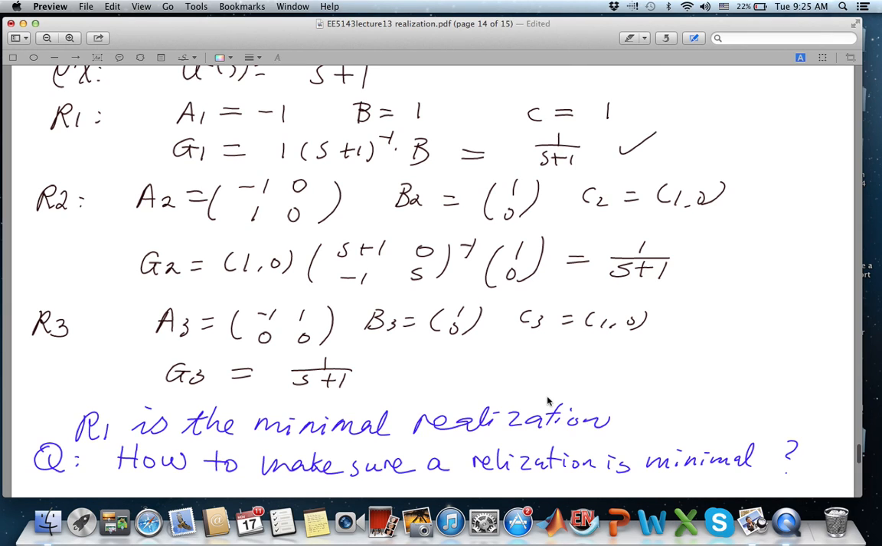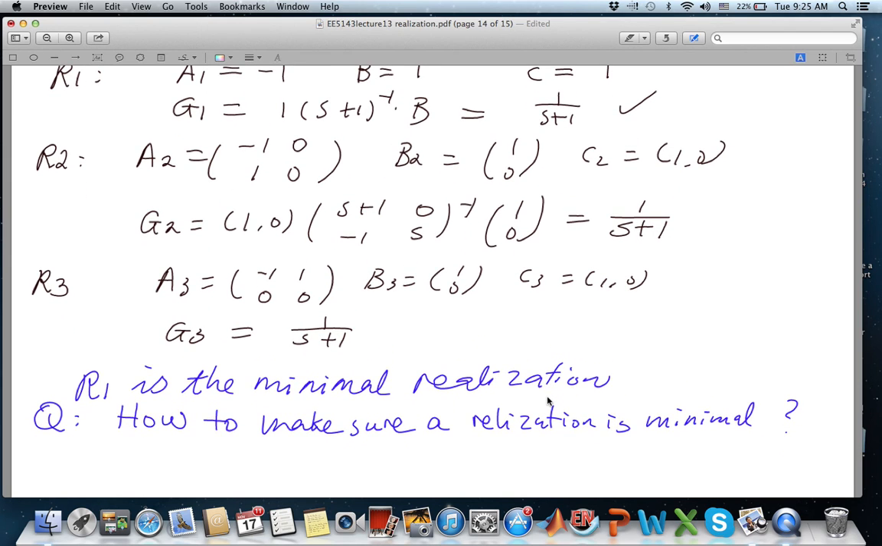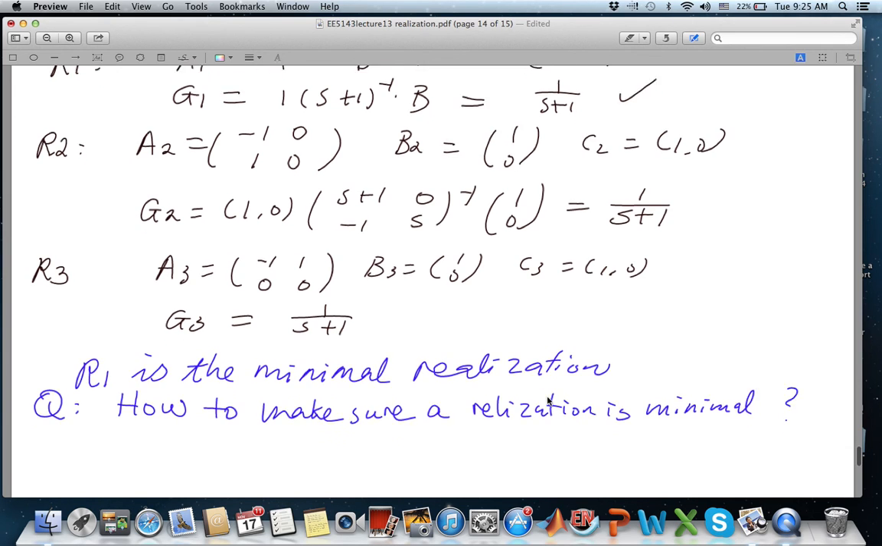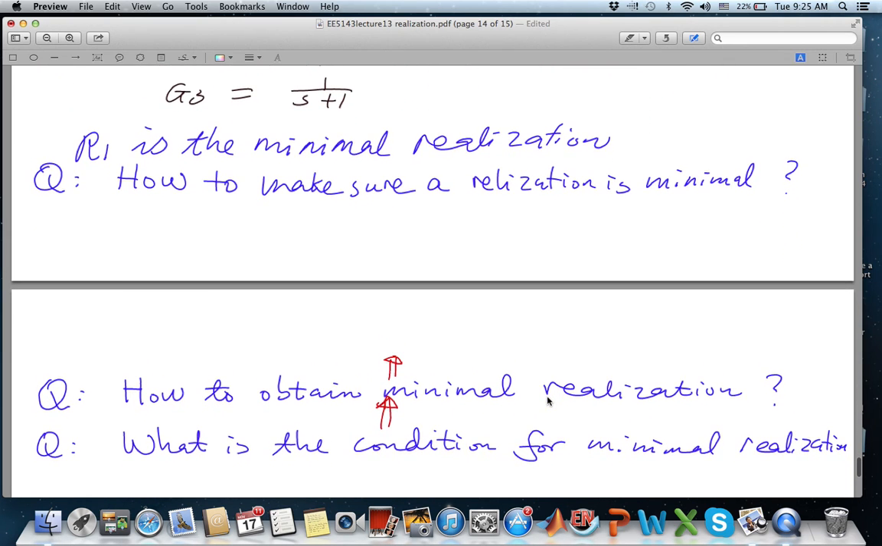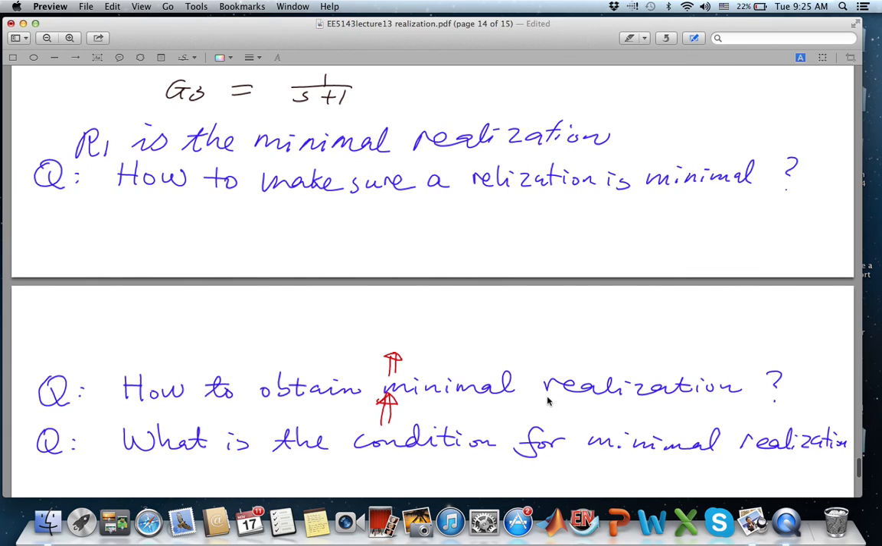So with all of this information presented, the question we want to finally answer is how to make sure a realization is minimum. Another way to say this is how to obtain a minimum realization, or what is the condition for a minimum realization. We're going to illustrate it in the following lectures.